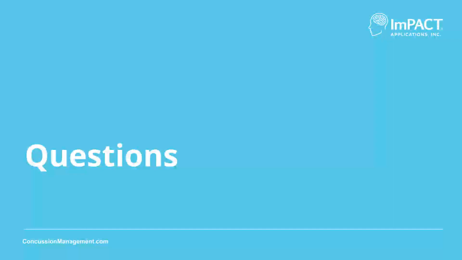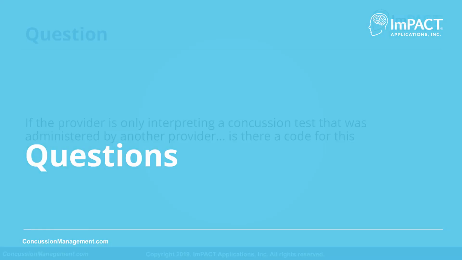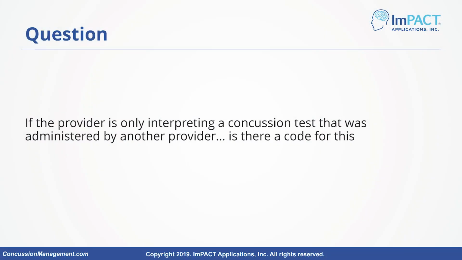We do have a couple of questions right away here, so let's get started with those. Our first question: if the provider is only interpreting a concussion test that was administered by another provider, which code would you use? I would look at one of the, like 96136 or 137, the half hour interpretation, assuming that the interpretation also involves treatment planning, etc. Or the other option there is to include it as part of the evaluation and management code. It's going to depend on the insurer in that case.